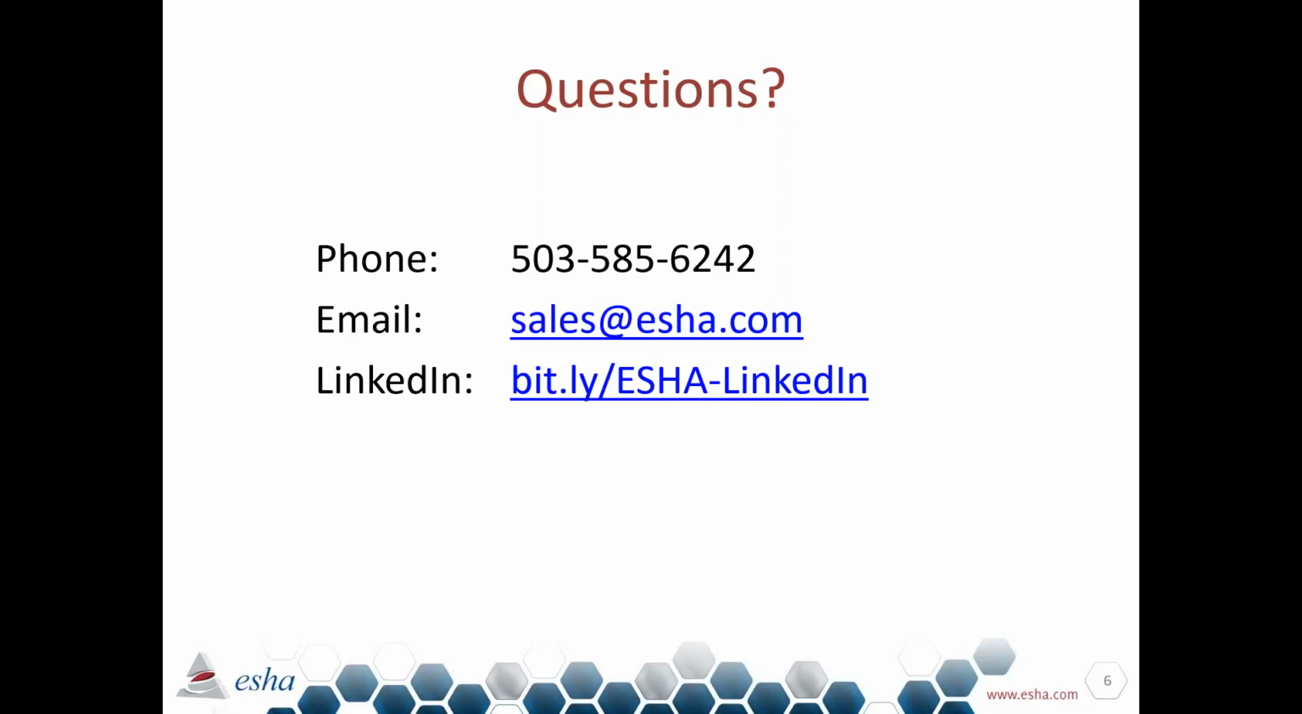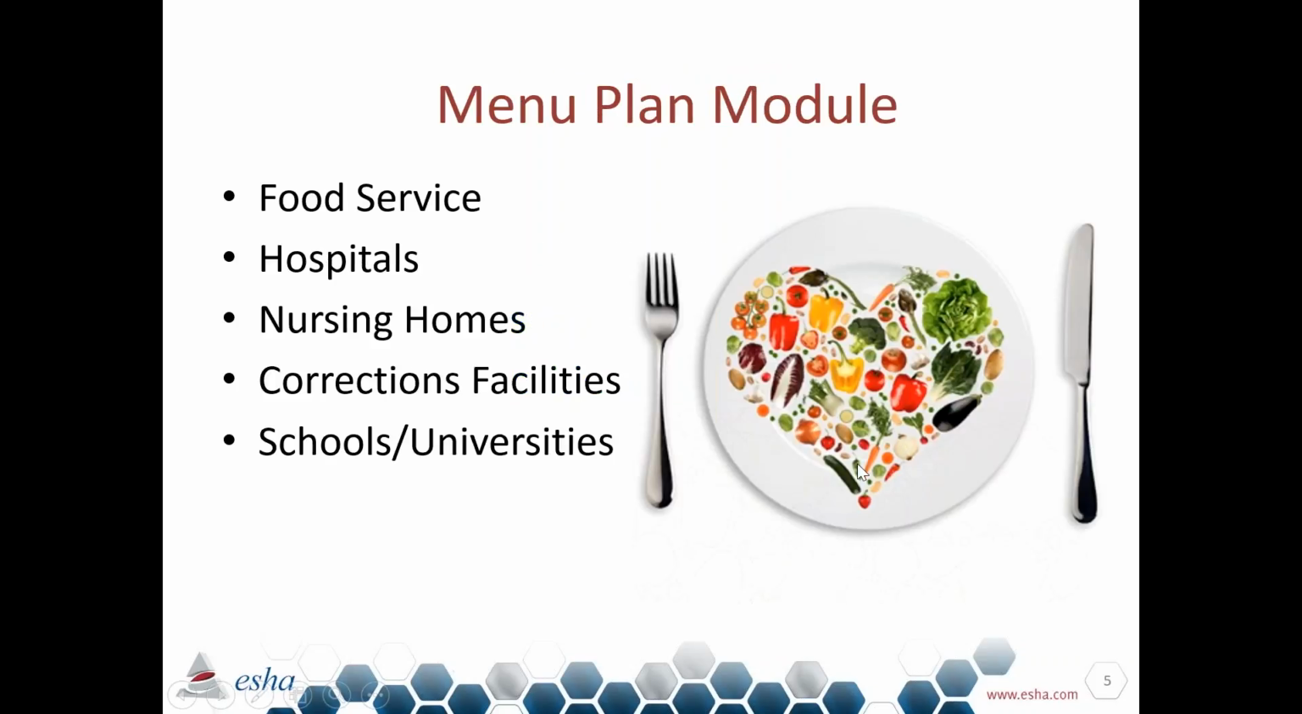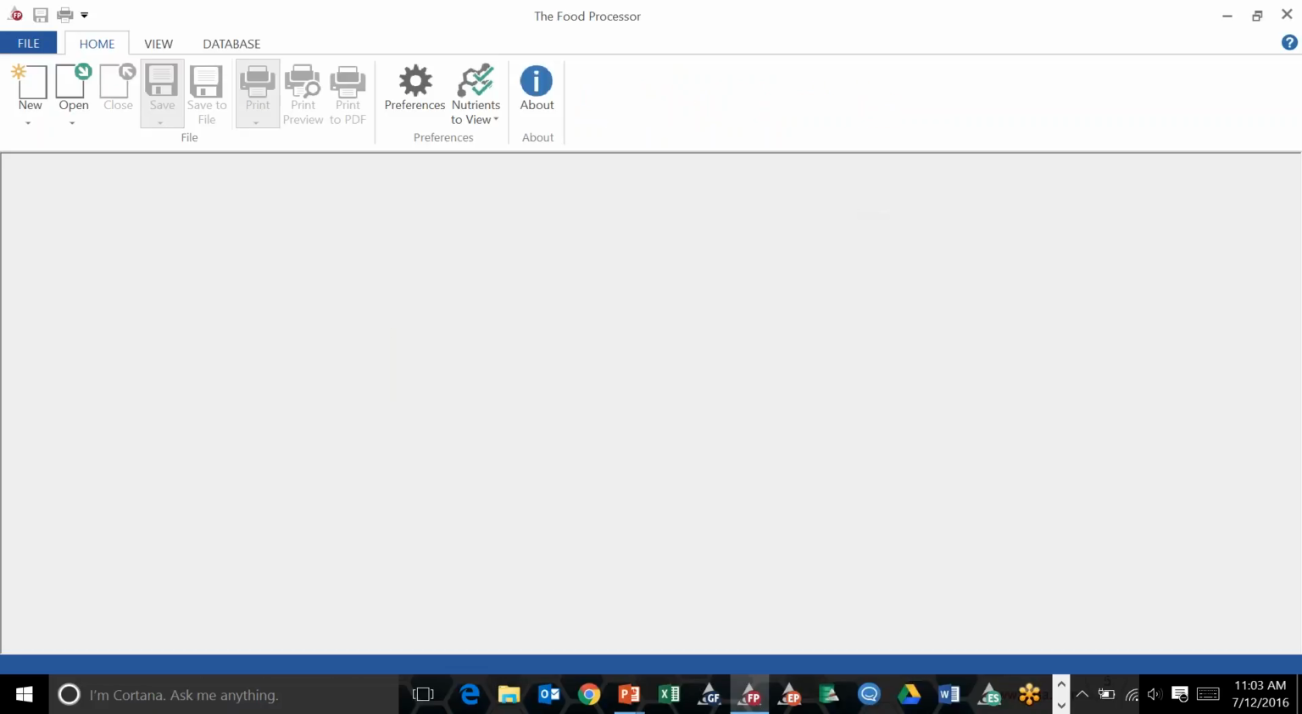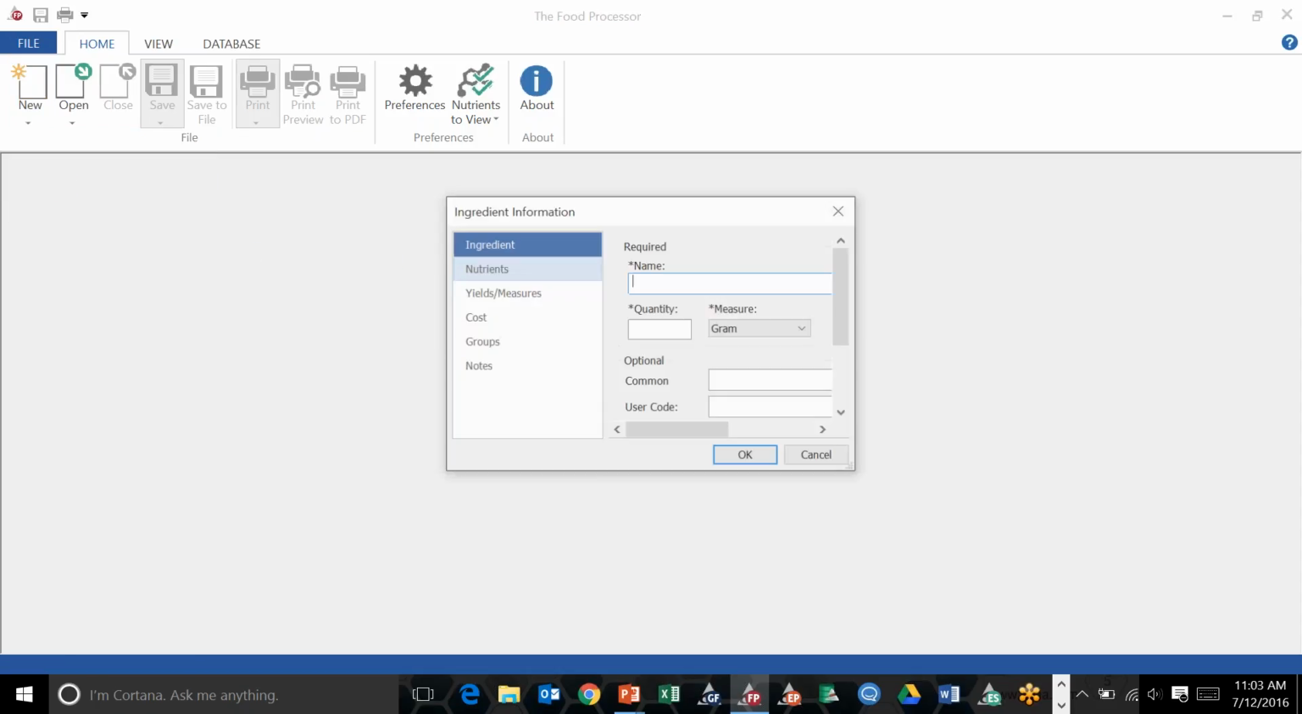I'm going to jump right into the Food Processor now, and we are going to get started by creating an ingredient in the ESHA database. To create an ingredient in the ESHA database, as well as recipes, ingredients, profiles, and menu plans, you would originally go to the New tab. From there, to add an ingredient to the database, you select Ingredient and name the ingredient.